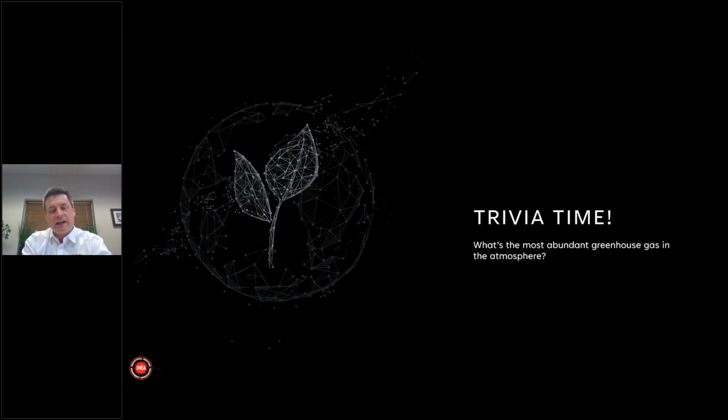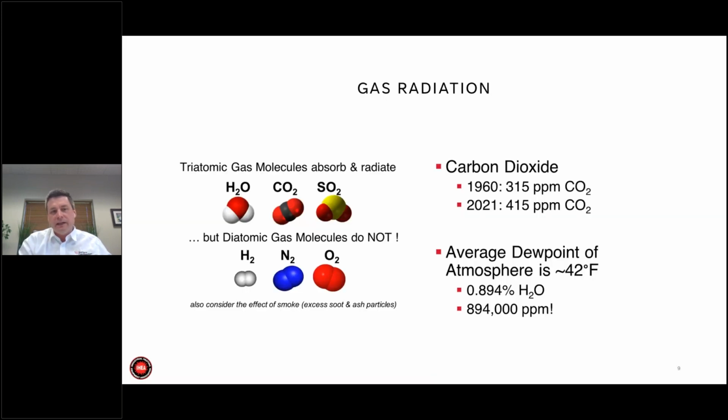Well, those are some good guesses, and the actual correct answer is the stuff that's in those clouds, water vapor. Water vapor is a predominant greenhouse gas in the atmosphere. The reason, as we'll talk about here, is that it is a triatomic molecule. Diatomic molecules like nitrogen and oxygen do not emit and absorb radiation that well. But any triatomic molecule, water vapor, carbon dioxide, sulfur dioxide, all absorb and re-radiate radiation. They are all greenhouse gases.